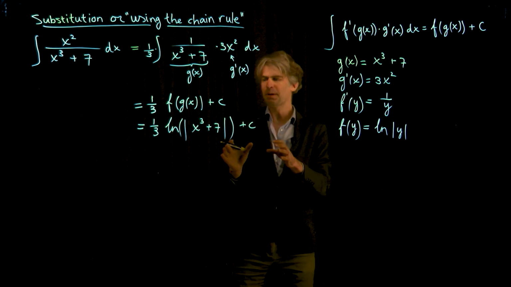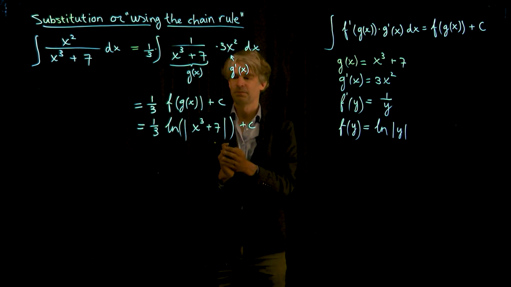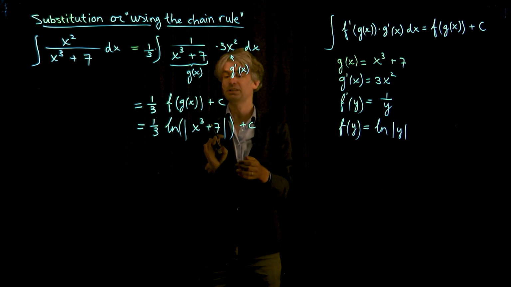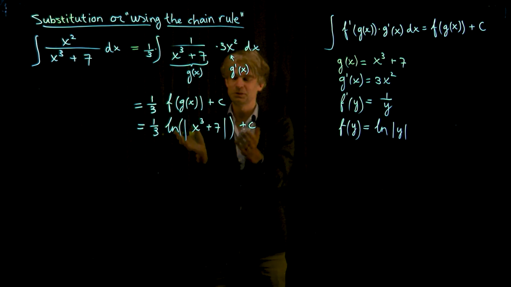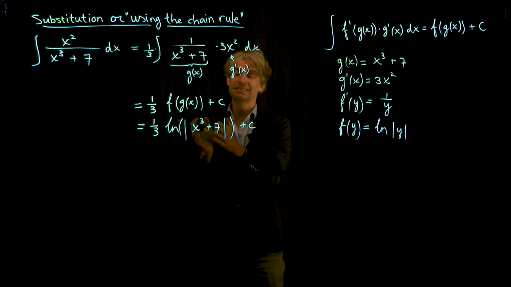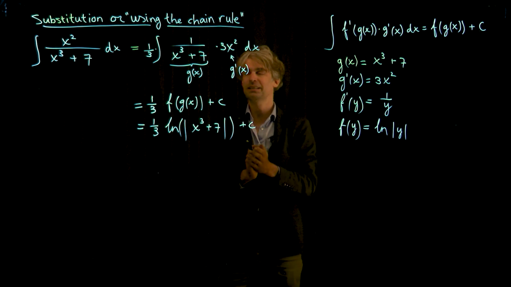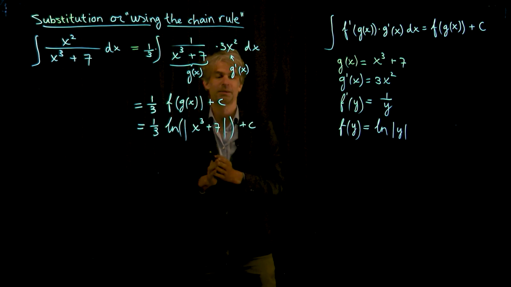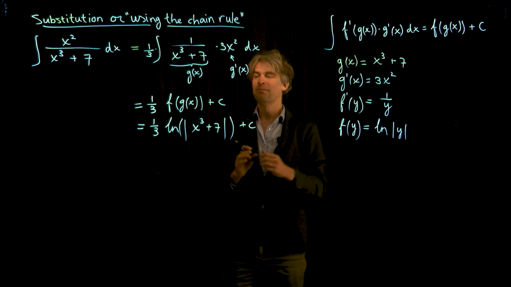So if you're not sure about your answer, of course, what you could do is differentiate this thing. If I differentiate the ln, I get 1 over x cubed plus 7. According to the chain rule, no surprise, because it was there, you get times 3x squared. But the 1/3 takes away the 3 from 3x squared, and you get x squared exactly. So this is just absolutely good and fine.